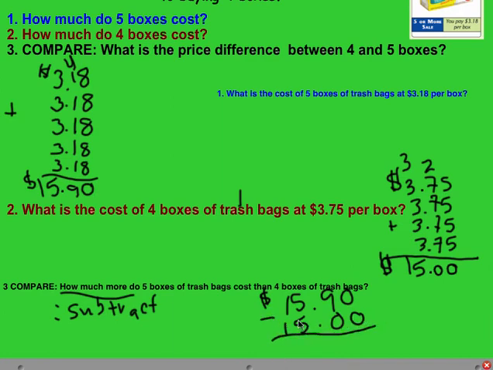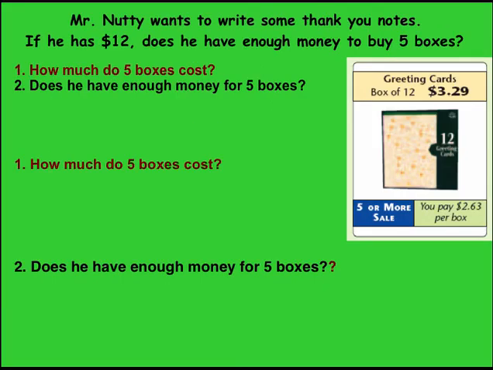We are subtracting. 0 from 0 is 0. We can take 0 cookies from 9 cookies, and that's 9 cookies left over. When we subtract decimals, just like adding, we bring them straight down. And 5 minus 5 would be 0. So $5 minus $5 is 0. And $10 minus $10 would be 0 as well. So how much more do 5 boxes of trash bags cost than 4 boxes of trash bags? It would be 90 cents. And I could check my work by adding 90 cents to $15 to make sure that we get $15.90 at the end.